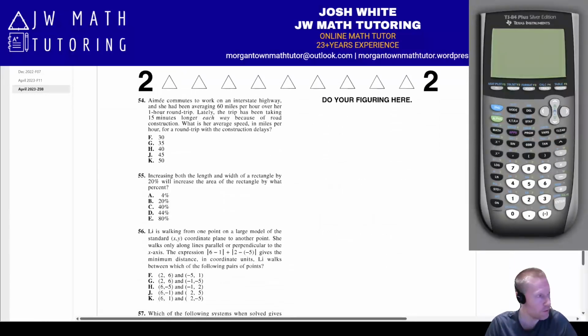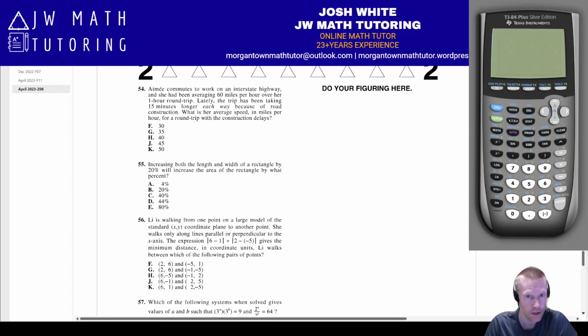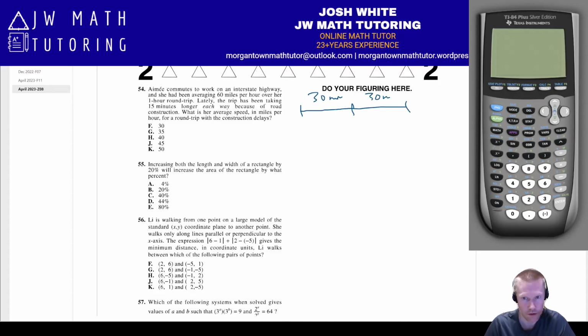Next up, we're going to the top of the next page, number 54. So on this problem, what's happening is you have a person driving 60 miles per hour over a 1-hour round trip. So it's like 30 minutes one way, assume 30 minutes the other way, although I guess technically we don't know. We just really know the total time. So I guess it doesn't have to be split up as like 30 and 30. So let's just look at the whole trip, whatever.